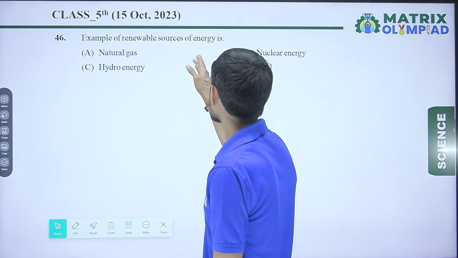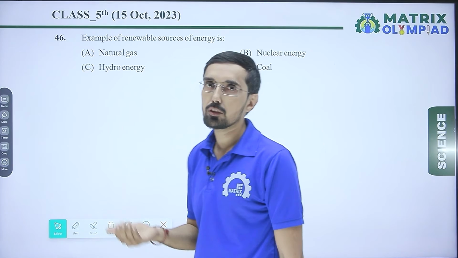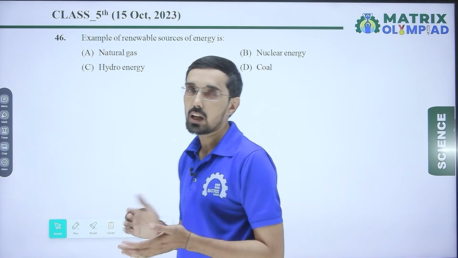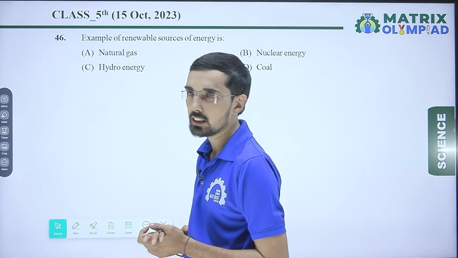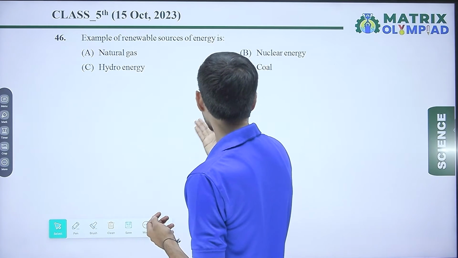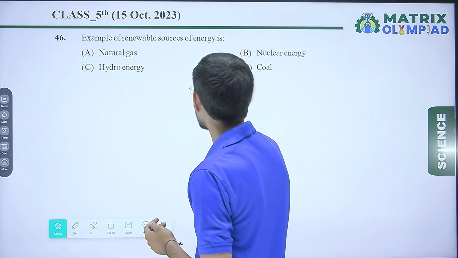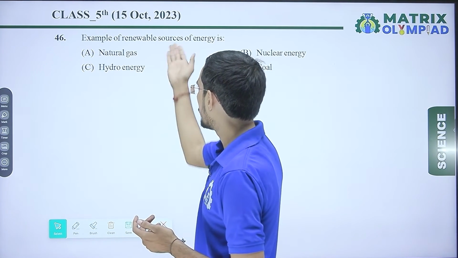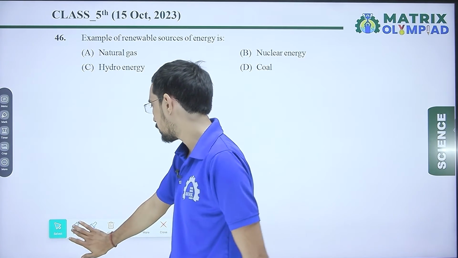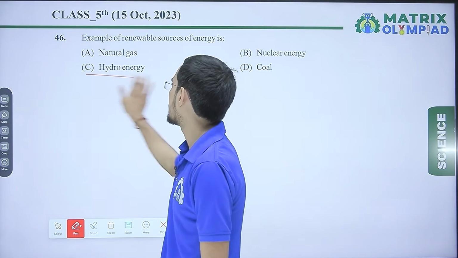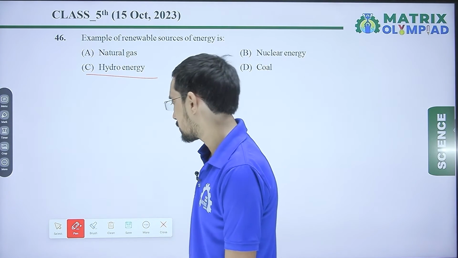Example of a renewable source of energy. Which kind of energy can be renewed after a period of time? That kind of energy is known as renewable energy. It is given as hydro energy, coal, nuclear energy, natural gas, in which the renewable source of energy is hydro energy. So our correct option will be hydro energy. Now move to the next question.